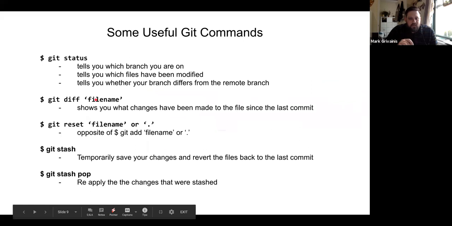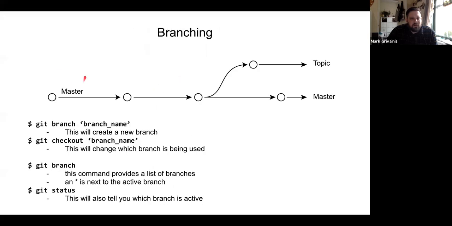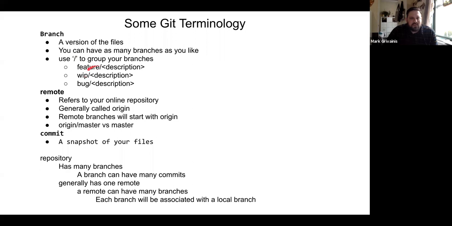Okay, right. So this is just some terminology on Git. What a branch is, it's a version of your files. You can have as many branches as you like. You can also use a slash in the branch naming to group your branches together. Certain programs, and I think GitHub as well, will automatically do this grouping for you so that everything's more organized. So these are just some common groups. There are way more than just these three.